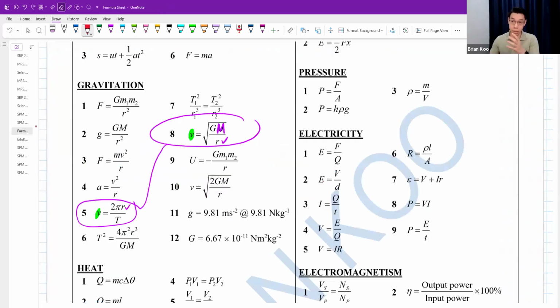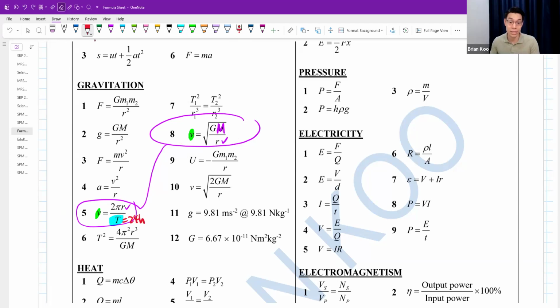I did remember that year, quite a number of students asked me, teacher, they didn't give mass of Earth, then I don't know how to do it. Was there a mistake or whatever? No, because if you cannot use this, you can still use number 5. This is a KBAT that actually is testing you. Do you know the period is 24 hours?